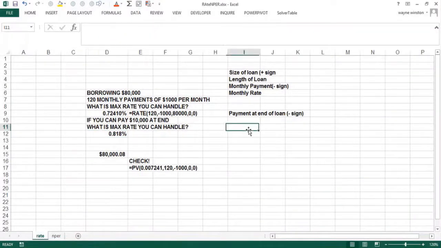So many financial function problems have the following structure. There are basically four things going on. Four things vary: the size of the loan, the number of periods in the loan or the length of the loan, the monthly payment, and the monthly rate. We assume the periods are months. So in a lot of situations you're given three of these four unknowns and you want to figure out the fourth.